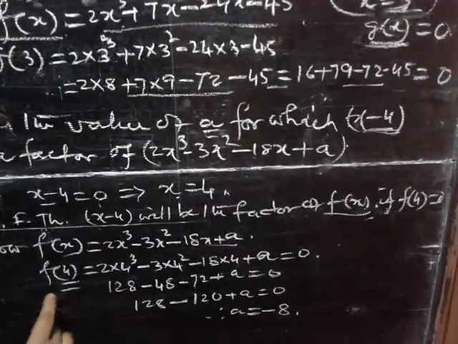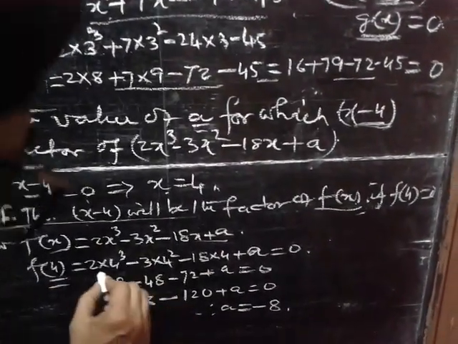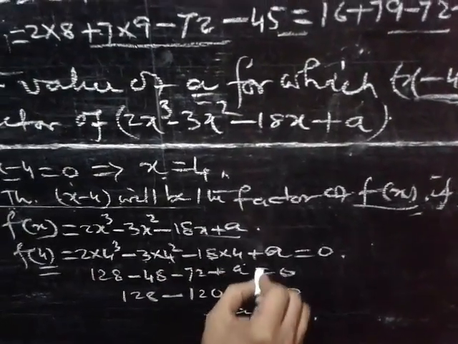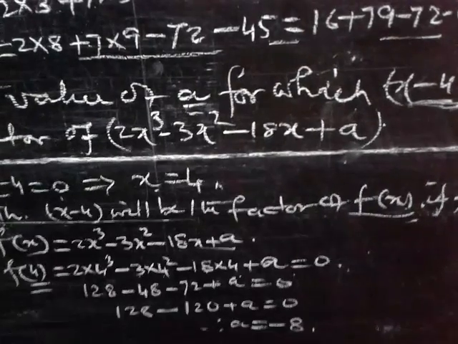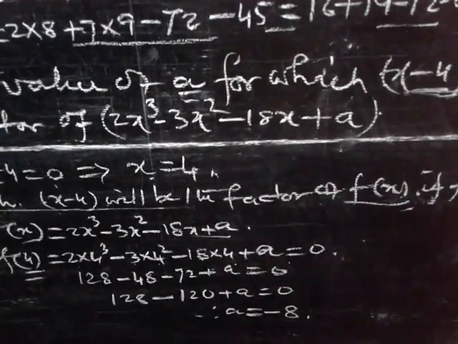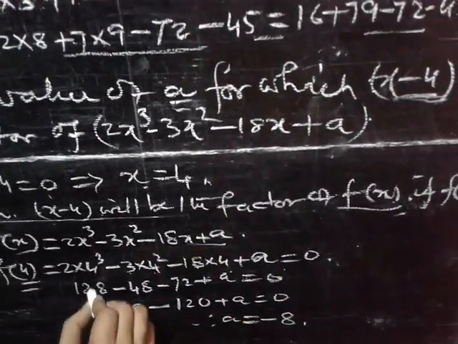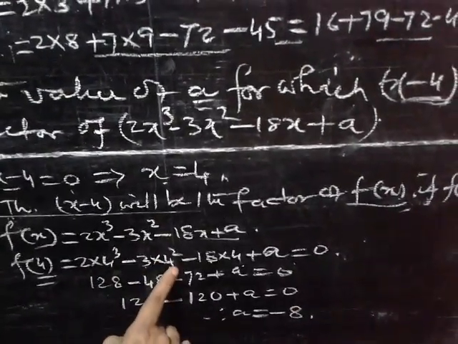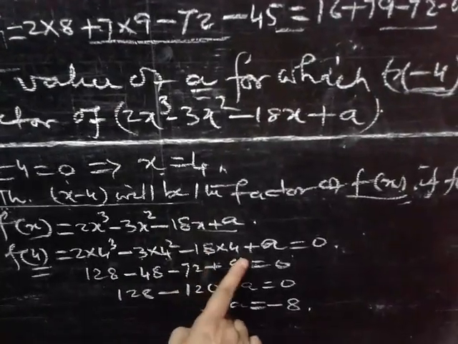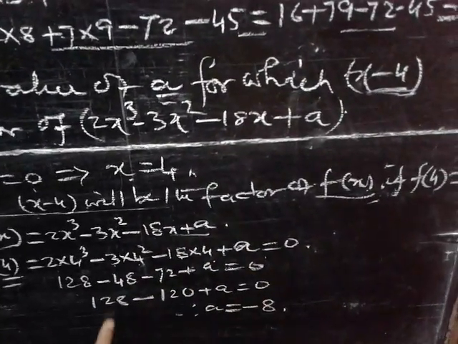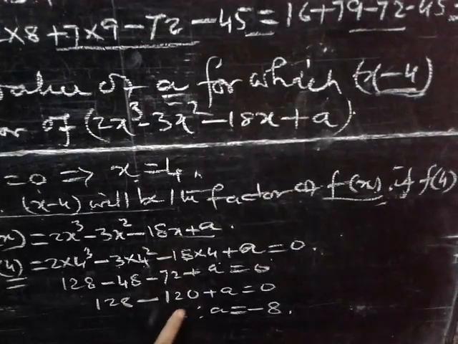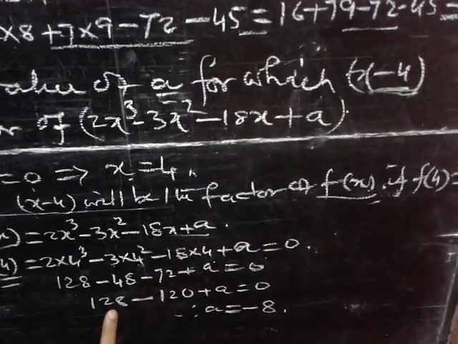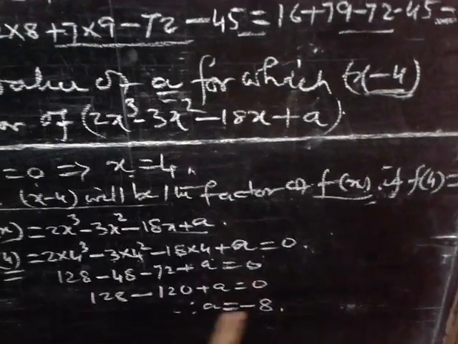So f(x) is given over here. We put in and find out f(4). So it is 2 into 4 cube minus 3 into 4 square minus 18 into 4 plus a. It must be 0, because this remainder will be 0. Then find out the value of this one. This is 64 into 2, 128. This is 16 into 3, 48. This is 72. This is 48 plus 72, 120. Then this is 128 minus 120, so a plus 8 equal to 0. Therefore, a equal to minus 8.